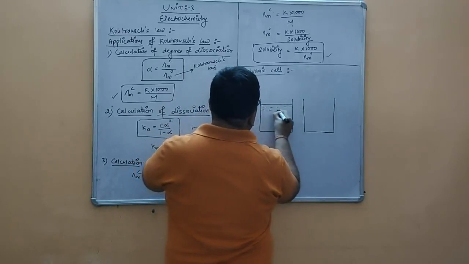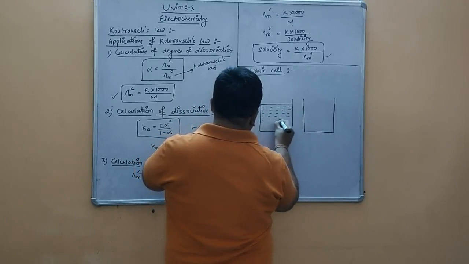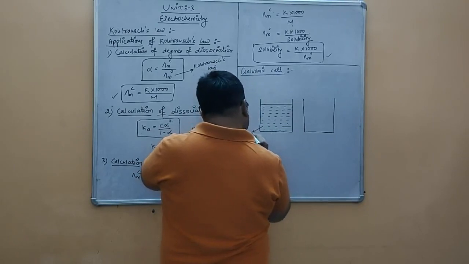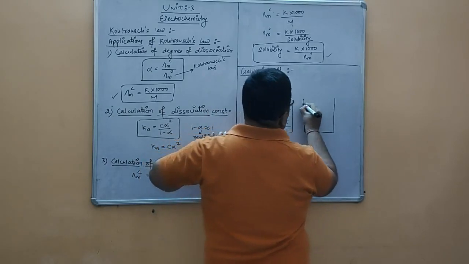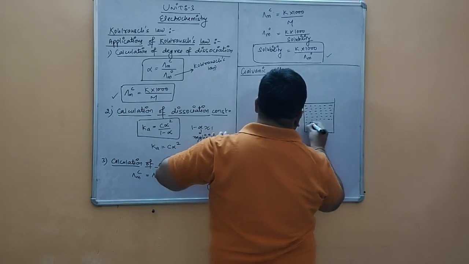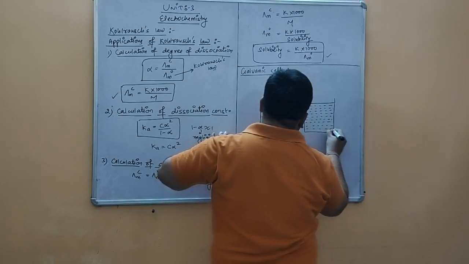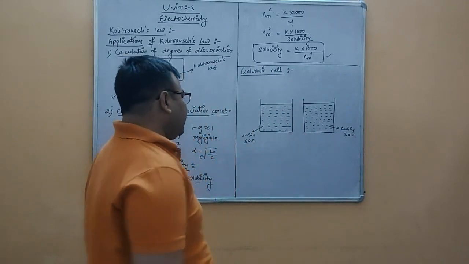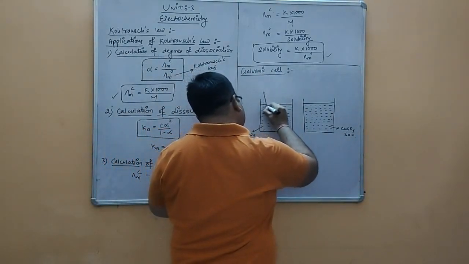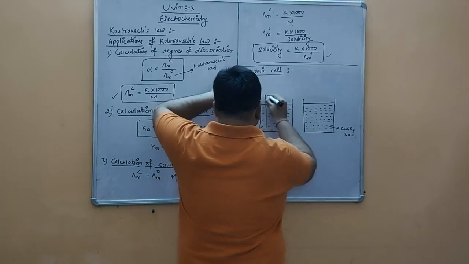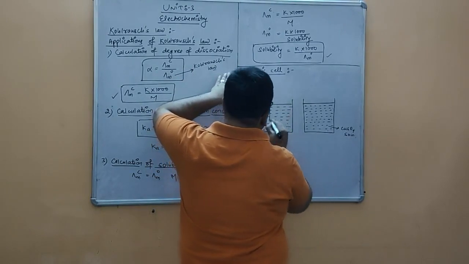This beaker contains zinc sulfate solution. This beaker contains copper sulfate solution. In this zinc sulfate solution, we dip a zinc rod. This is your zinc rod.